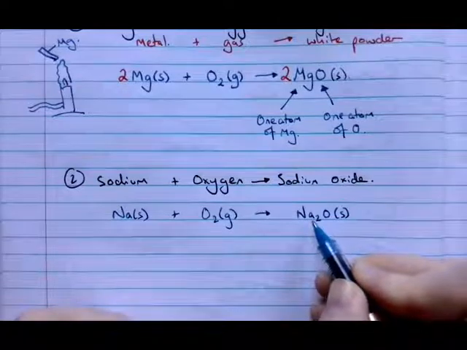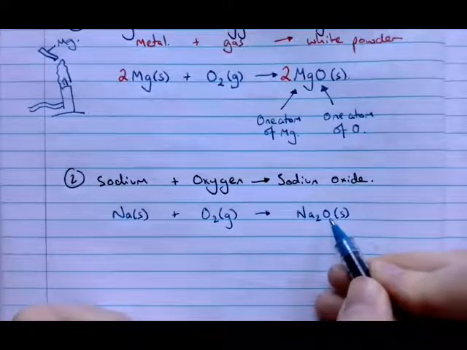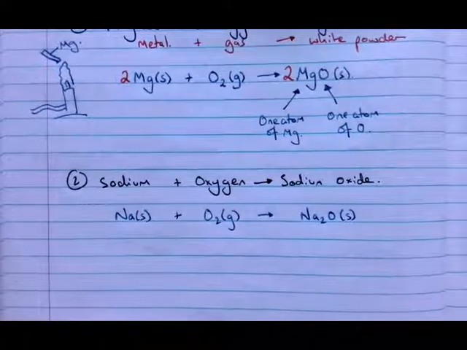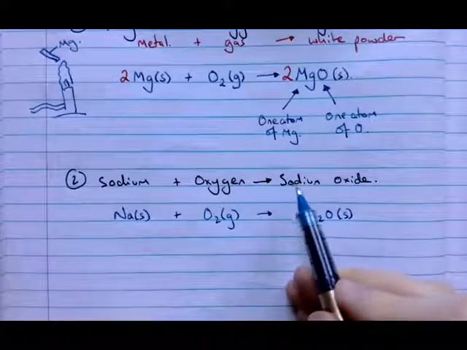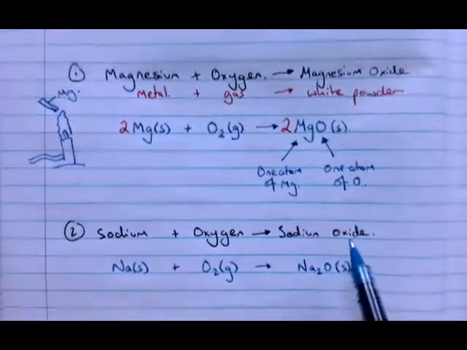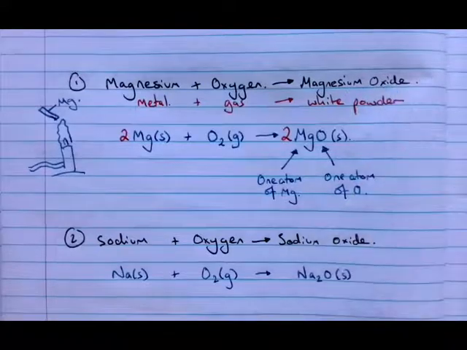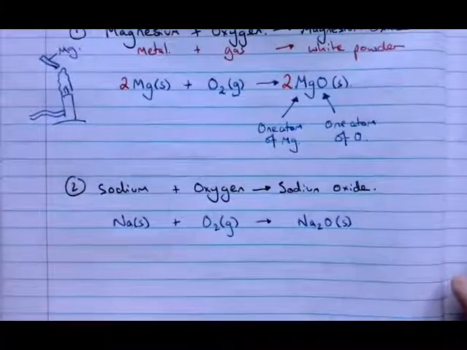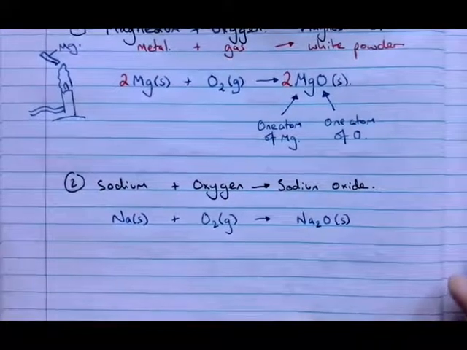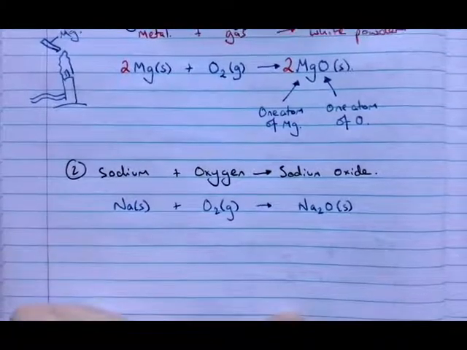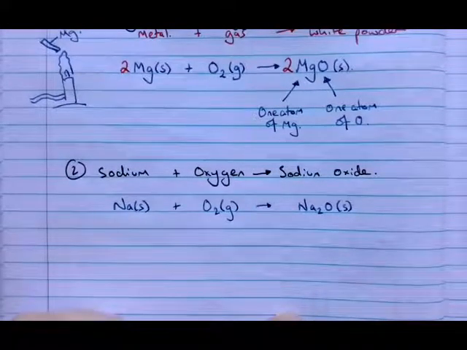Okay, you see the difference. So now there are 2 atoms of sodium and 1 atom of oxygen. So all these metal oxides, these are metal oxides, they've all got different formulas, so you need to be careful when you're writing these out. All right, now you have a go at balancing that one, so pause it and have a go.